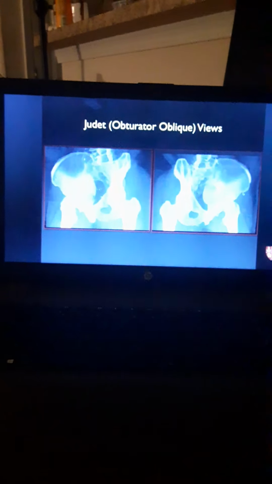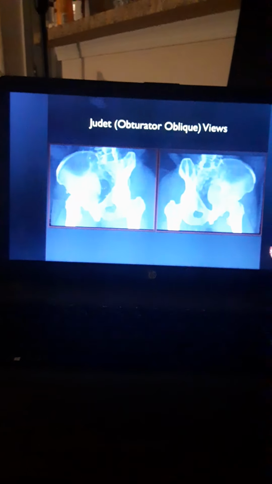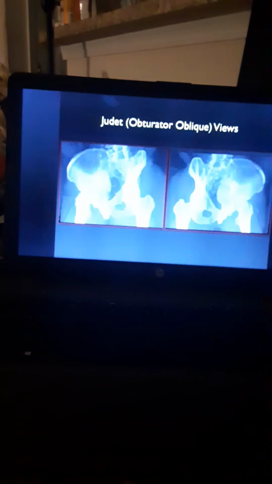These are virtual Judet views. These are created from the volume rendering from our CT data, so they're not quite as sharp, but they basically will show the right posterior oblique, and on the right side of this patient, you see the ilium going down towards the ischium, the posterior column.